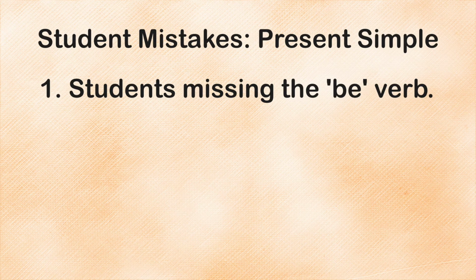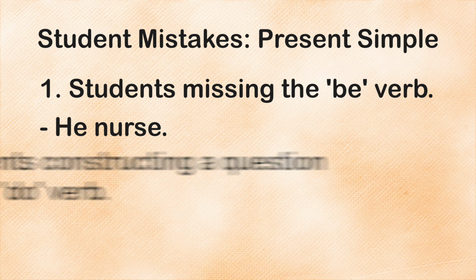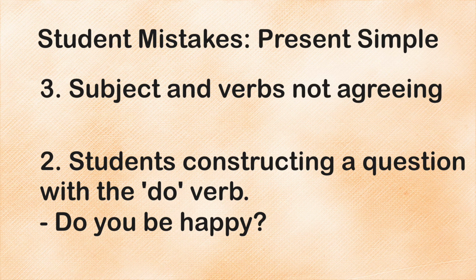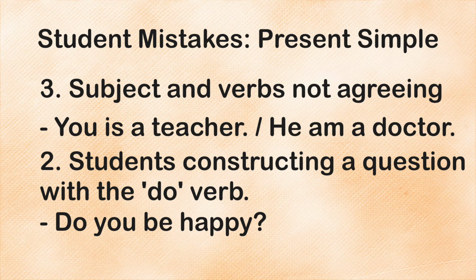It's natural for learners to make mistakes, particularly when they're introduced to new language, and it's part of the process of learning. However, there are many issues that may arise when you're teaching the present simple. These could include students not using the be verb, such as he nurse, students constructing a question with the do verb, do you be happy? Subject and verb forms not agreeing, you is a teacher, he am a doctor. Be aware of these potential issues, as this will help you as a teacher, and it will also help when it comes down to correcting students and highlighting certain issues that may arise with certain learners.